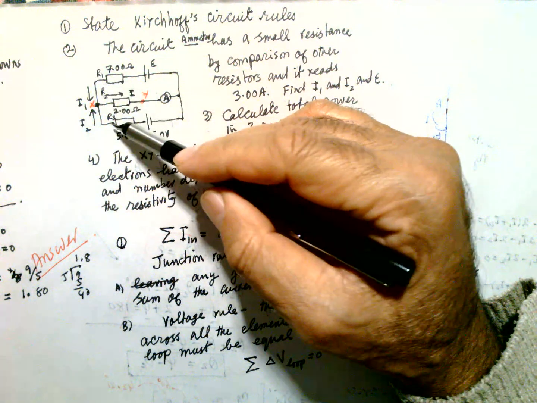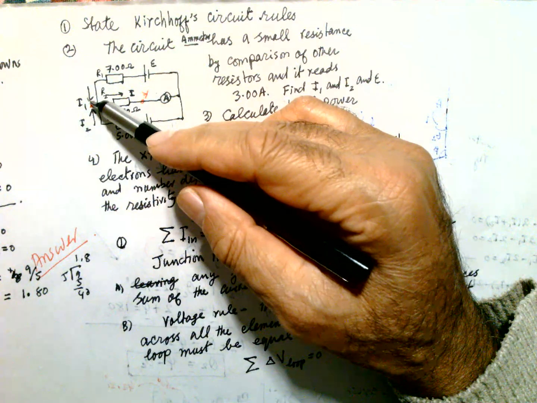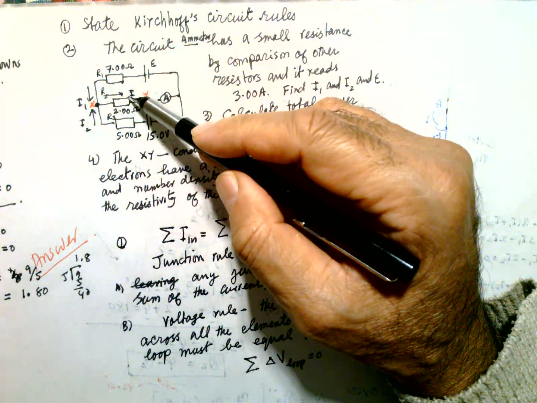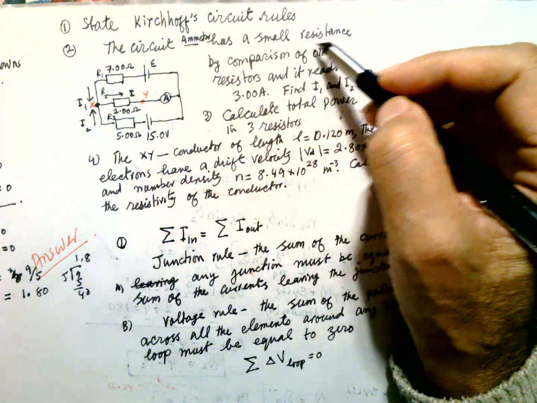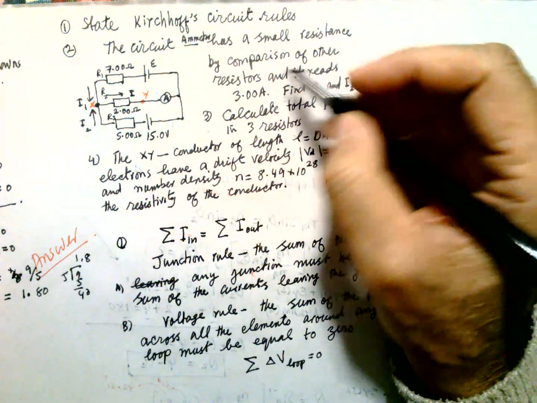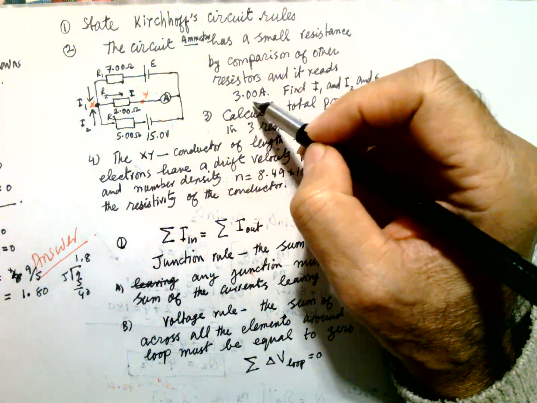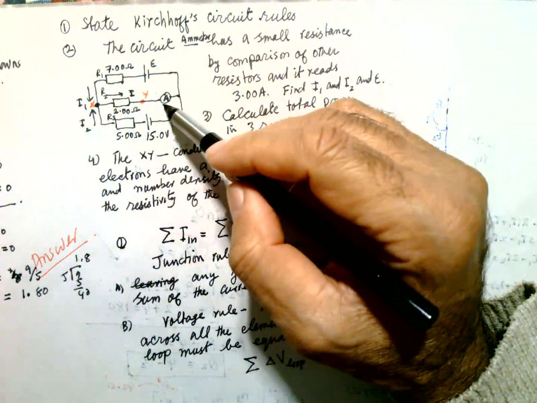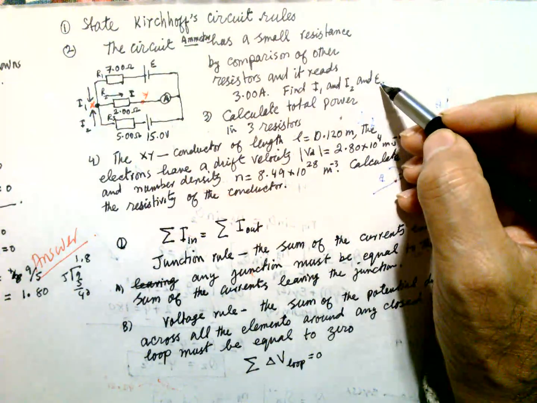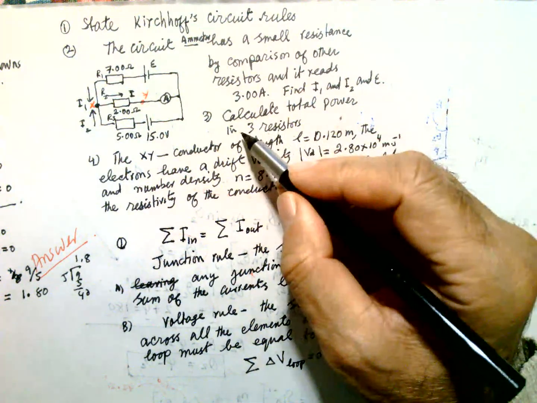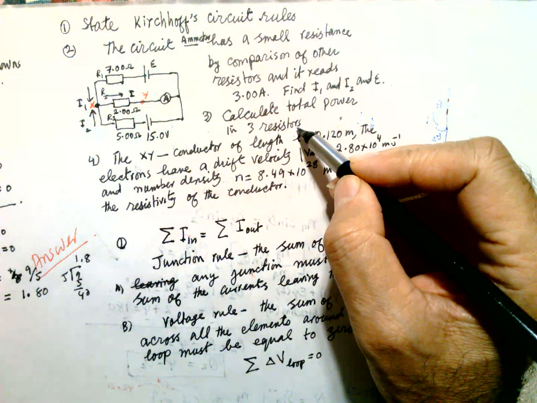This is R1, R2, R3. This is current I1, this is current I2, and this is current I. It says that the ammeter has small resistance by comparison with the other resistors, and it reads 3 A. That means I is 3 A. Find I1, I2 and the EMF. Calculate the total power in the three resistors.